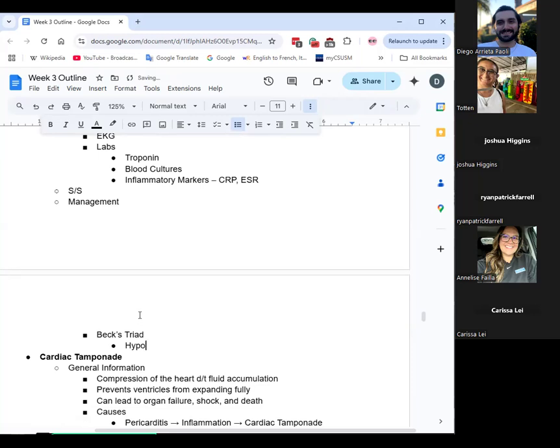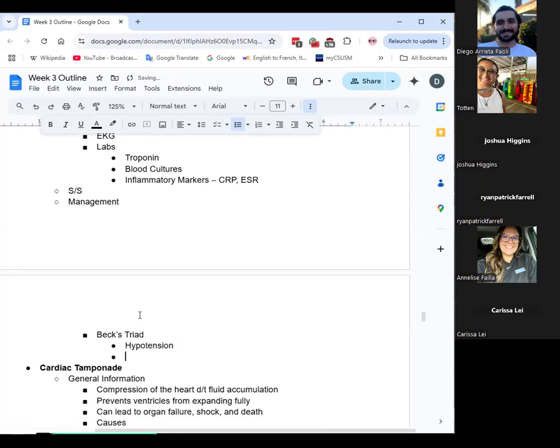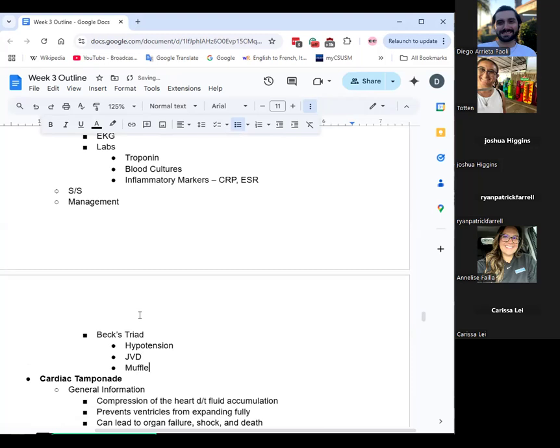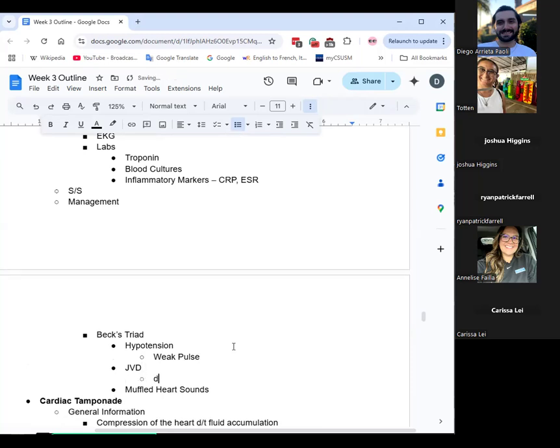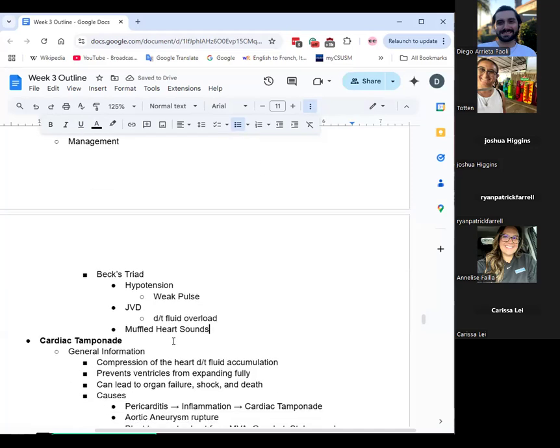Okay, it's going to have the hypotension, JVD, and muffled heart sounds. These are your three things here. There's some other stuff that kind of goes with it, but traditionally these are the three that go with your Beck's triad. Hypotension, accompanied with a weak pulse. JVD, which we know is because of fluid overload. Muffled heart sounds because there's fluid around the heart. So weak, thready, tachy pulse, muffled heart sounds, fluid around the heart.